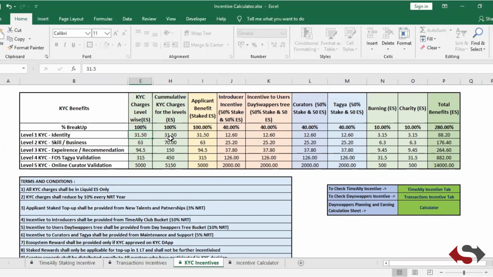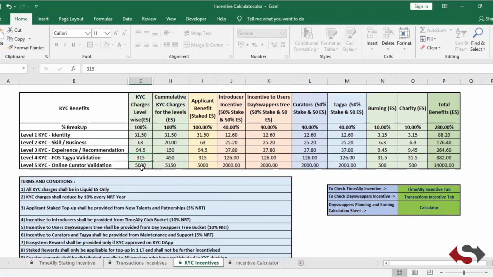So for level 1, it shall be 31.5. For level 2, it will be 63 RSwap. For level 3, it will be 94.5 RSwap. Level 4 is the Tagya verification. This one will be the physical verifier who shall be going on the street and verifying. Like in case you have a cafe shop, in order to have it verified, you can have the Tagya verification. If you want to be a verifier, you can have your KYC level 4 done.